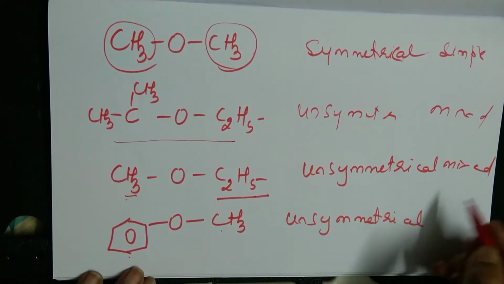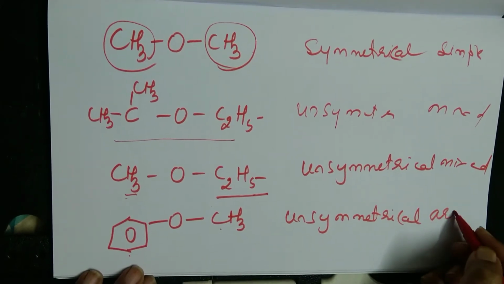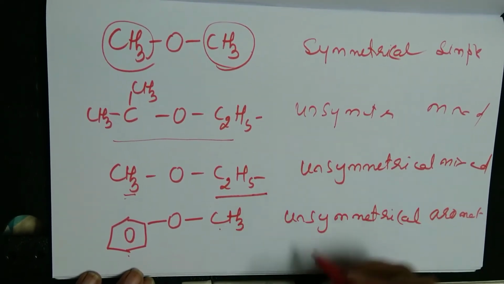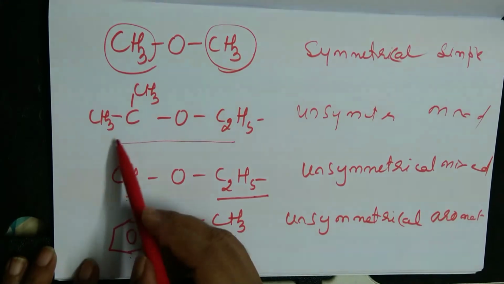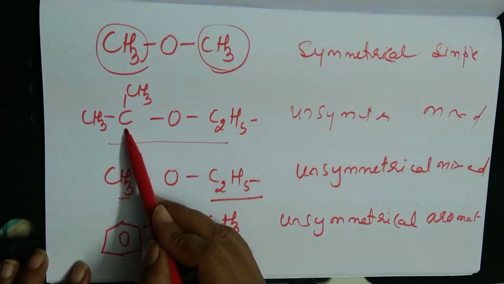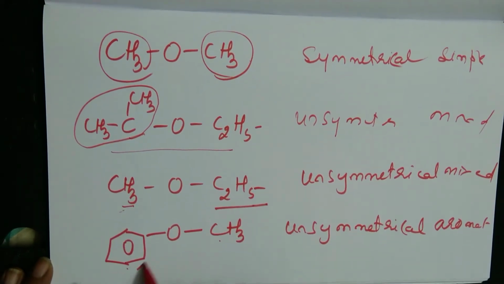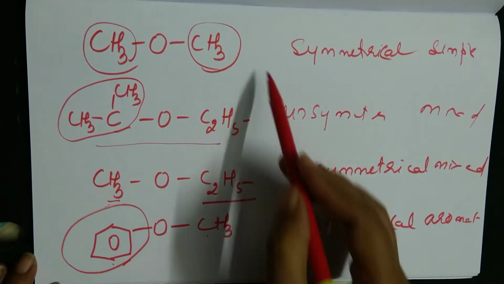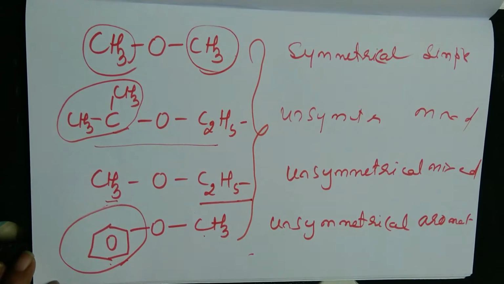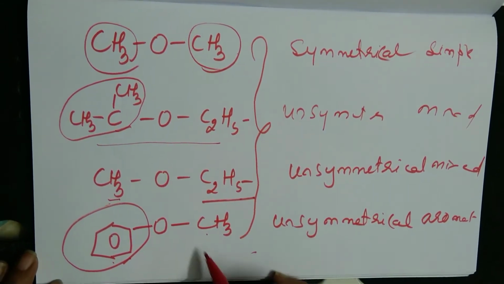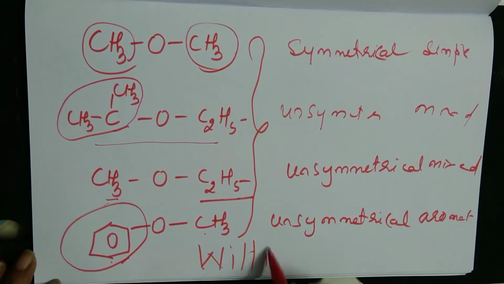And it is aromatic ether. Aromatic ether. So what is the difference between all of these molecules? Here the secondary carbon atom is here, so a secondary alkyl group is present. Here it is mixed, and here you have an aromatic ring. All these kinds of ethers can be prepared by Williamson's method.